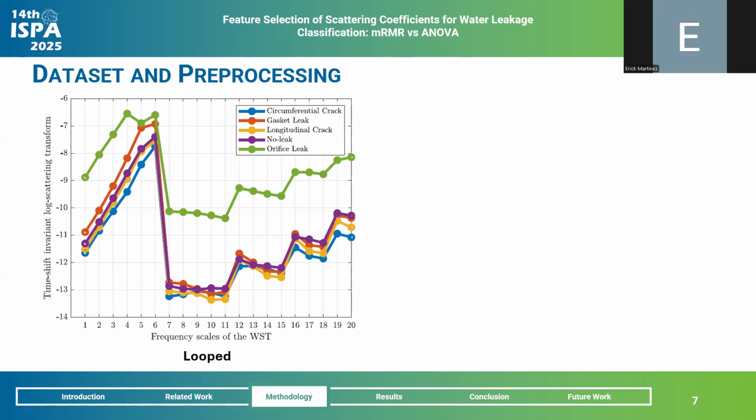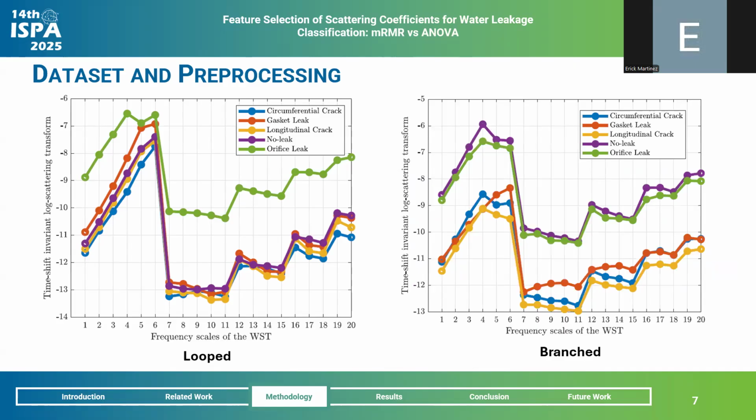This is the result of applying the wavelet scattering transform to the available vibration data. Here you can see that we are visually comparing the scattering coefficients for each of the different water leakages for the loop and the branch water network. And you can also see visually that there are certain differences.